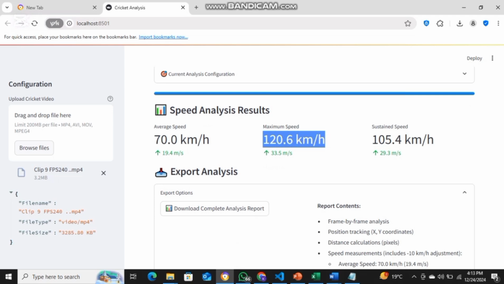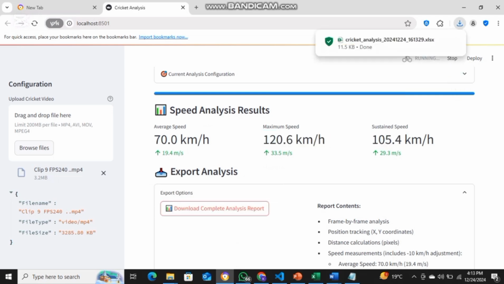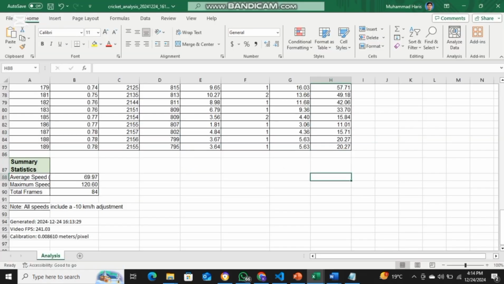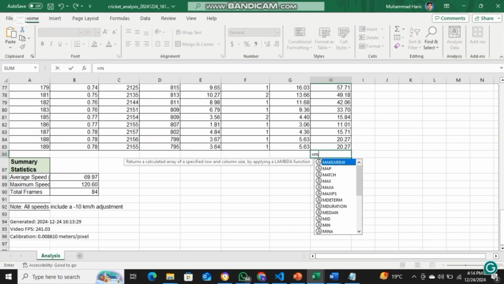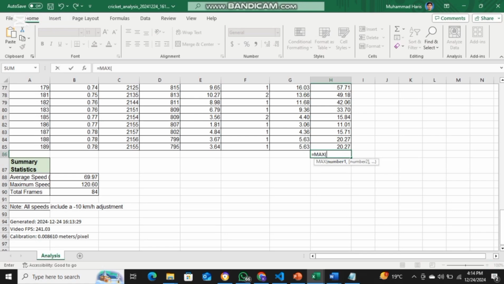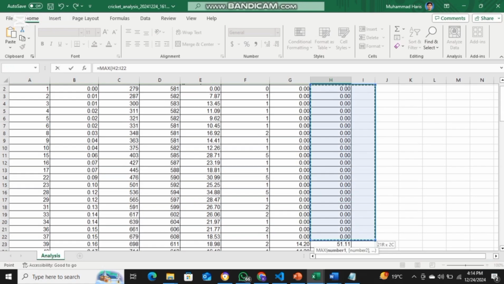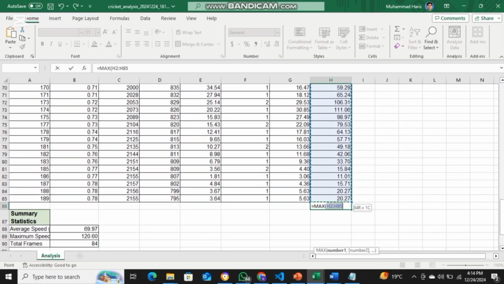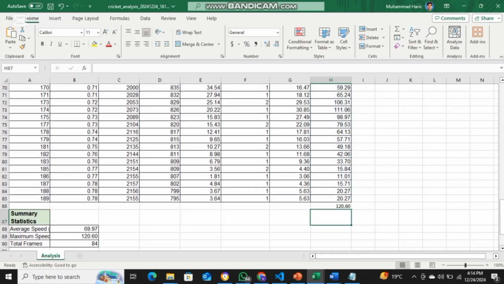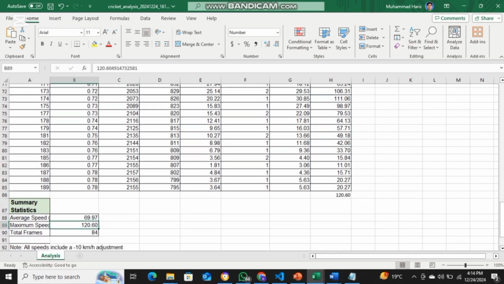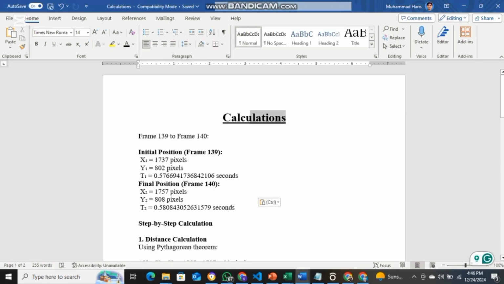So the next step is speed analysis. We have obtained 70 km per hour average speed and 120.6 km per hour maximum speed. Now the CSV file is downloaded for our cross check. Let's apply a max formula here in the speed column. So for that we obtain 120 kilometers per hour. So this is actually precise and accurate.